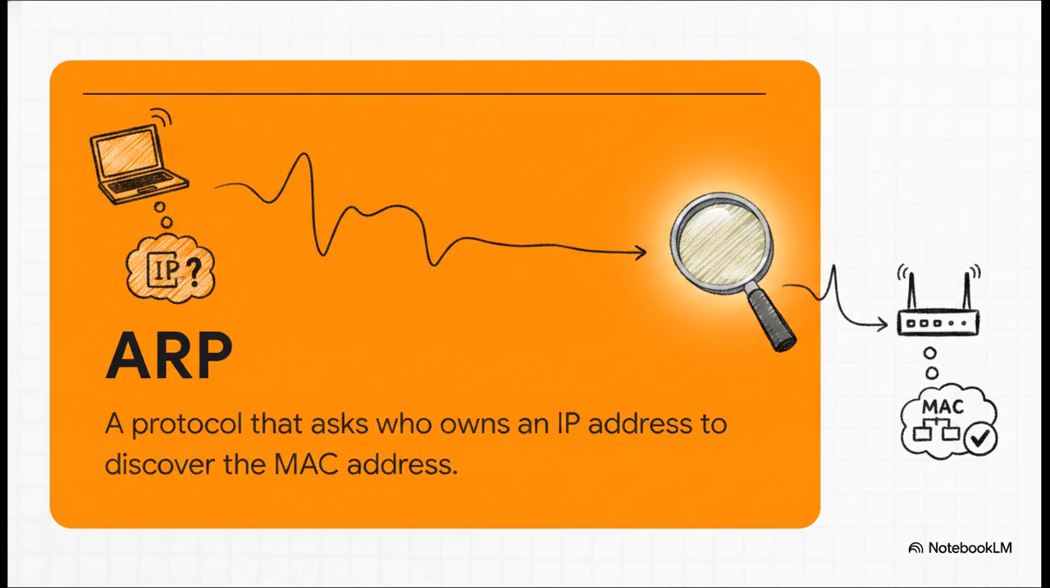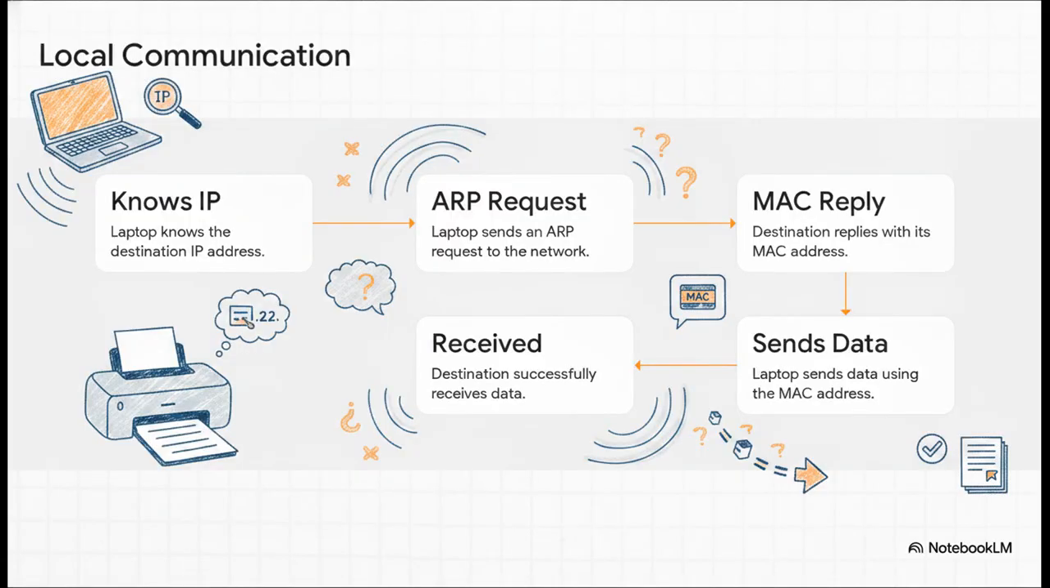When your laptop wants to talk to a local device, it already knows the destination's IP address. But to actually send the local signal, it has to discover the physical MAC address. ARP is the translator that seamlessly connects the two. Let's walk through exactly how this happens, step by step.